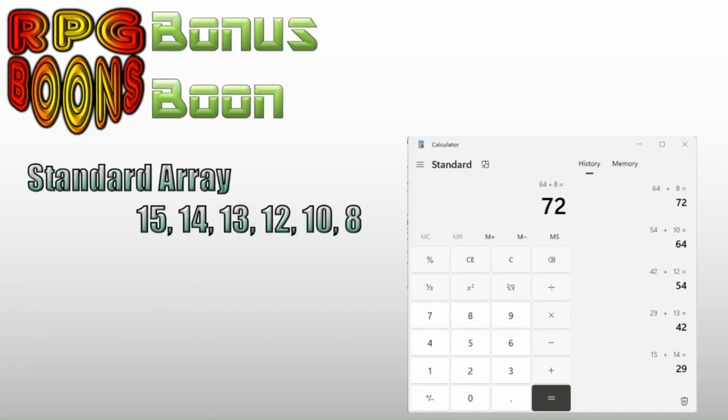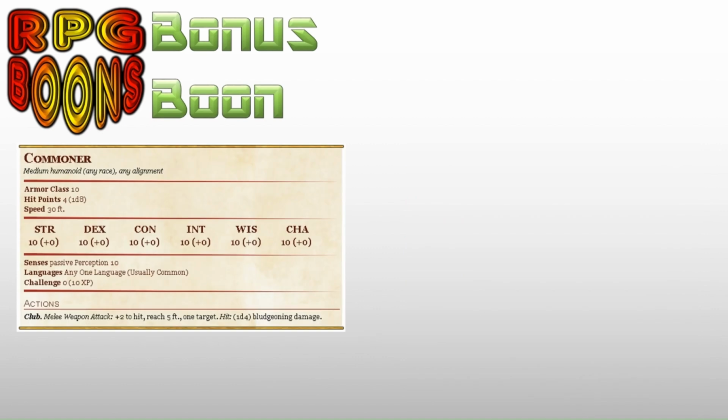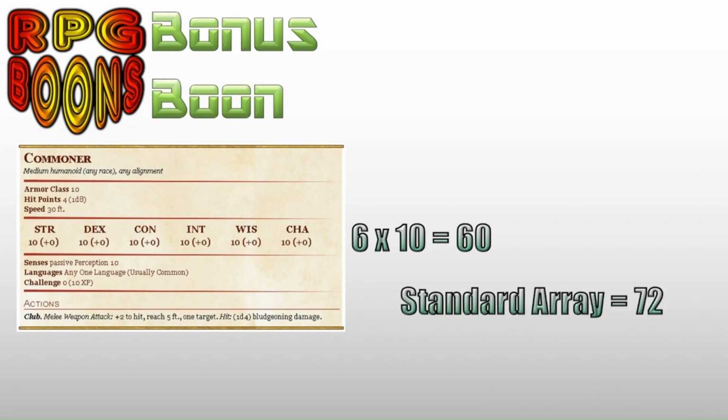So if we look at those standard arrays and we add all those points together, 15, 14, 13, 12, 10, and 8, and you can see that I did that on my calculator on my desktop, the number is 72. Now, let's compare that to commoner statistics. If we add all those 6 ability score 10s, you're obviously going to get a 60. So the difference between a commoner and a hero when playing Dungeons and Dragons is really 72 minus 60, which is 12 points. Okay? So you as a hero have 12 more points to distribute across those ability scores.